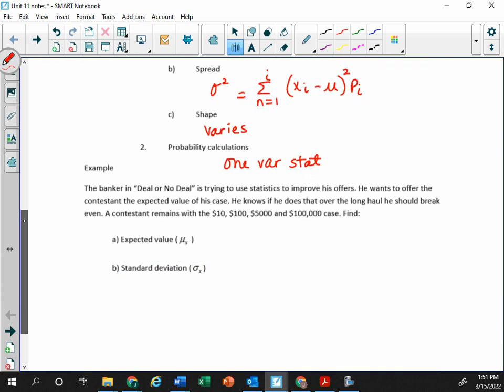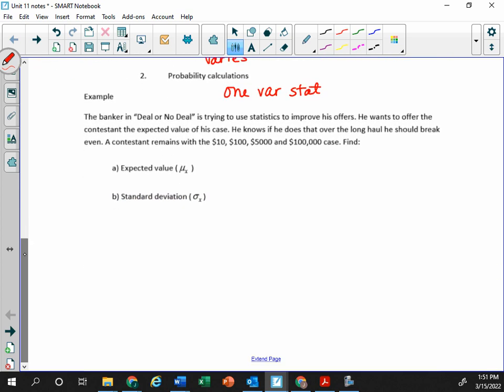All right, so let's do an example, and hopefully this will help the expected value and spread, everything make more sense to you. So we've got the game show Deal or No Deal. This guy's trying to figure out the expected value of the case he picks. The long-term probabilities here, he should break even. And this contestant has the $10, $100, $5,000, and $100,000 case. So let's set up our table that we want to use in our calculator.